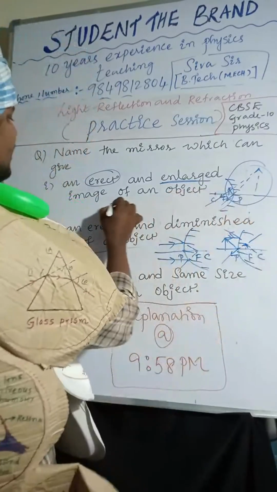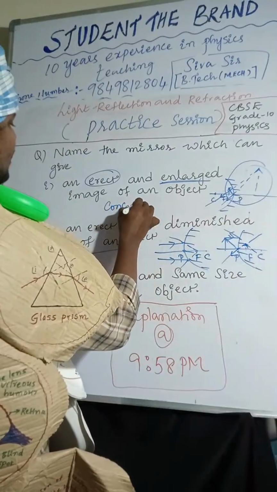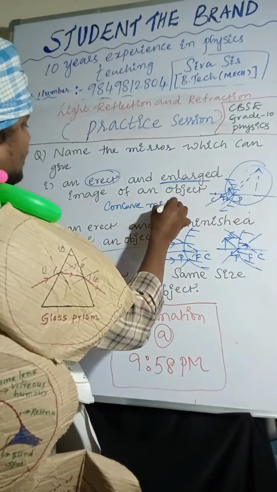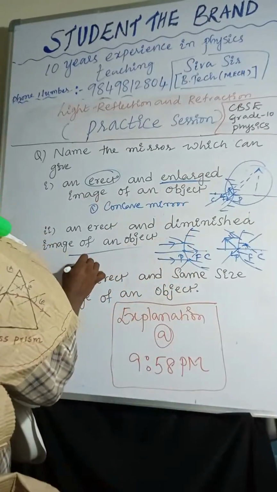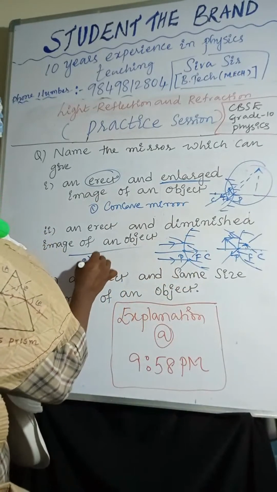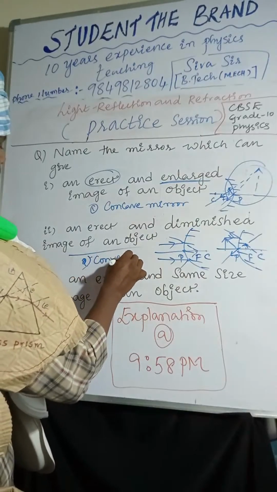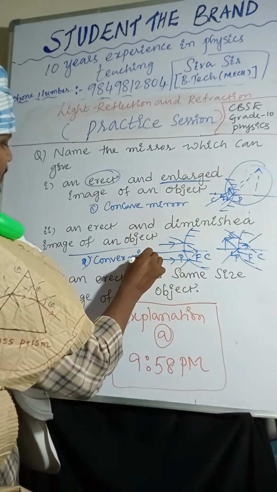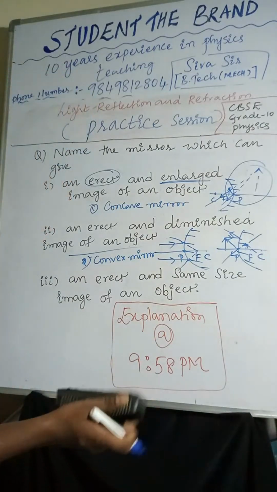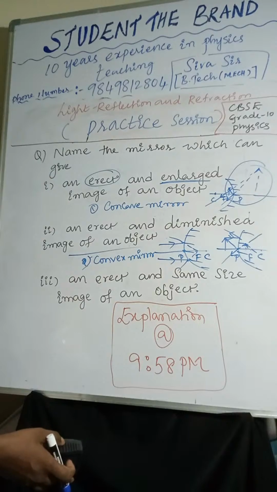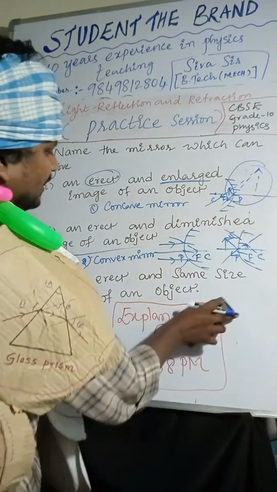So what is this mirror? Concave mirror. This is the first one. Coming to the second one, it is a convex mirror. Coming to the third one.